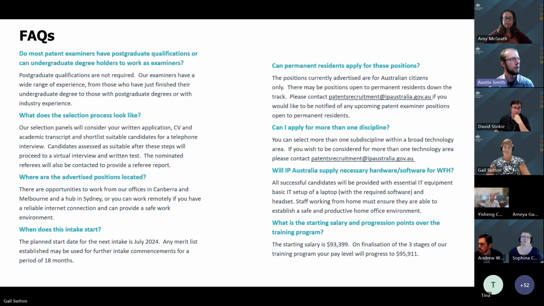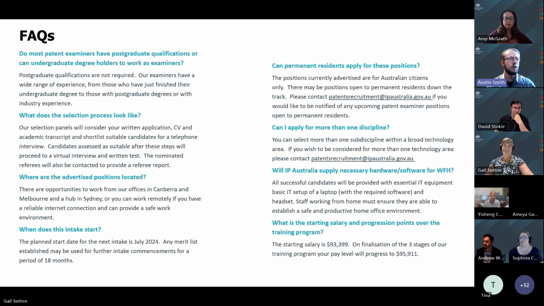These sessions will also be run in a broad sense. Those of you with chemical backgrounds will be working with those with mechanical or engineering backgrounds, and with those with computing backgrounds, all learning together about the fundamentals of how examination works.